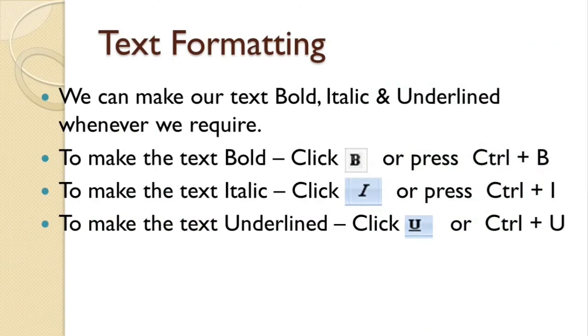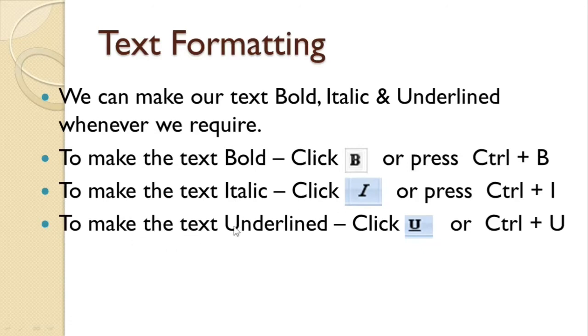Welcome students. Today we are going to learn simple formatting in MS Word. Like, we can make our text bold, italic and underline whenever we require. To make the text bold, click on this bold button or you can press shortcut key Ctrl plus B. To make your text italic, you press this italic button or you can press Ctrl plus I shortcut key.